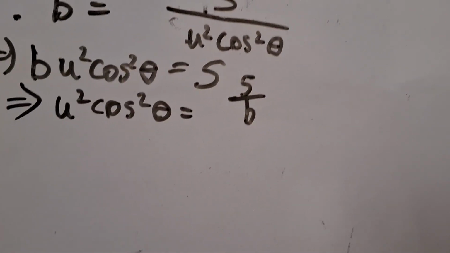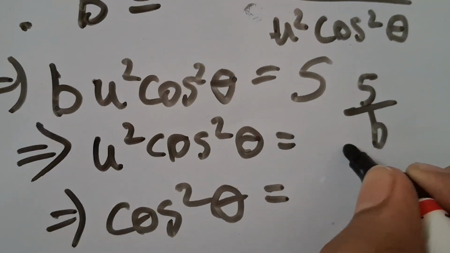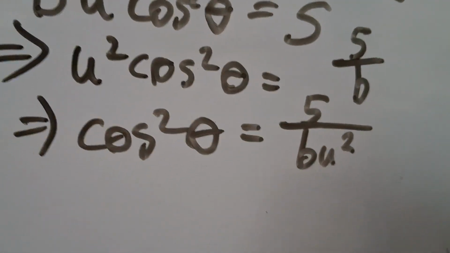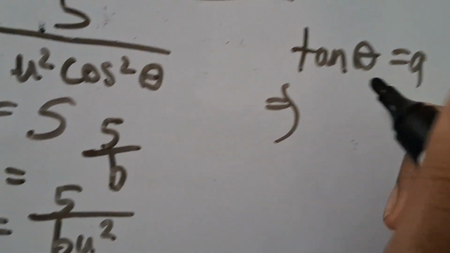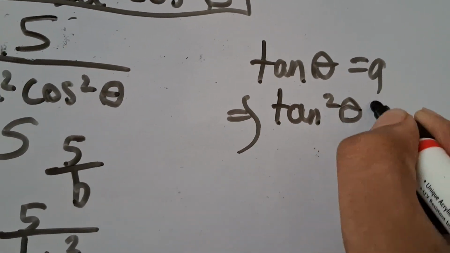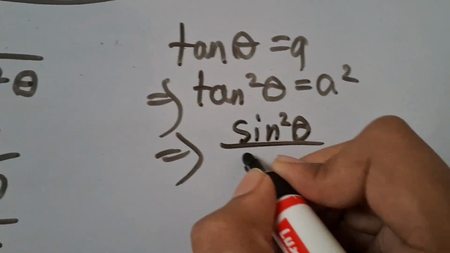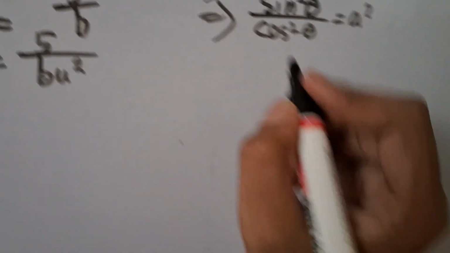Let's find the value of cos square theta. Cos square theta is 5 by b u square. Want to know why we did this? I'll tell you later. We know what tan theta is, right? Tan theta is a, so tan square theta is a square. Sin square theta by cos square theta is a square. Why? Tan is sin by cos. You know this.